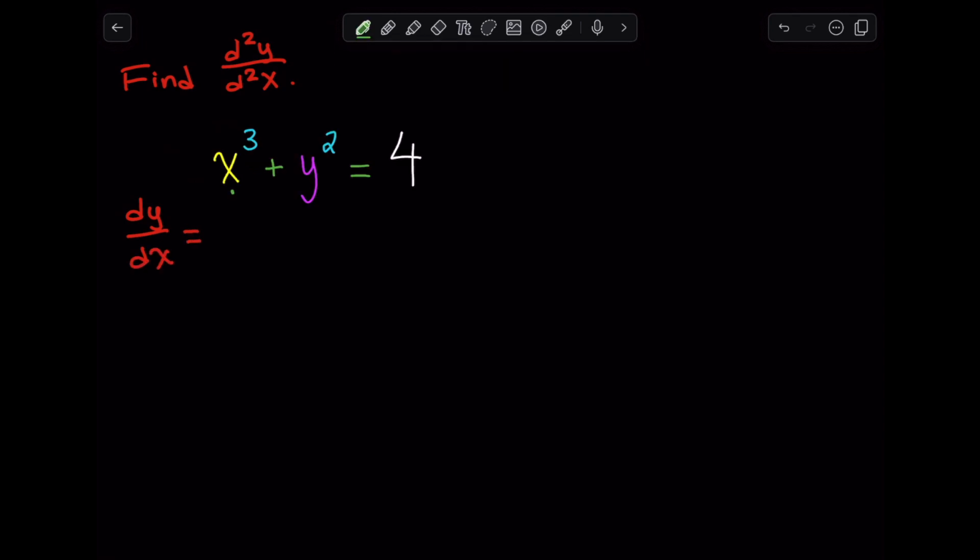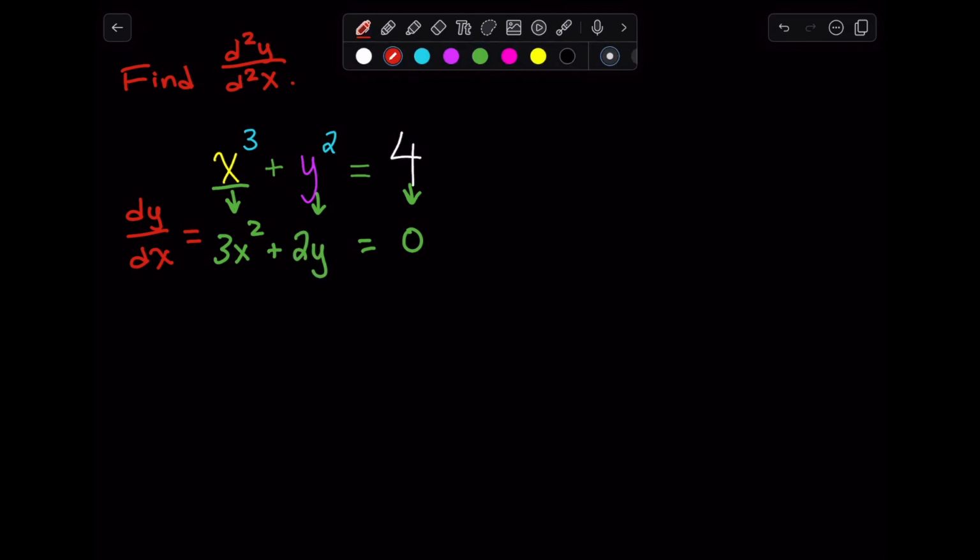So we'll start by taking the derivative with respect to x of each of these three terms. The derivative of x cubed is 3x squared. The derivative of 4 is 0. And the derivative of y squared is 2y. But if we recall with implicit differentiation, when we're taking a derivative with respect to x of a y term, we must add the dy/dx term next to each y derivative.